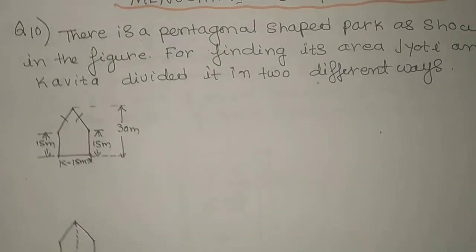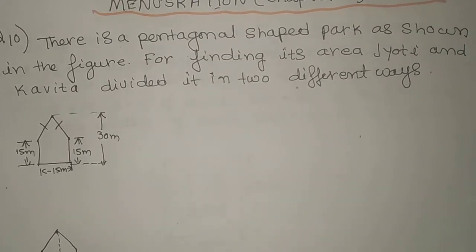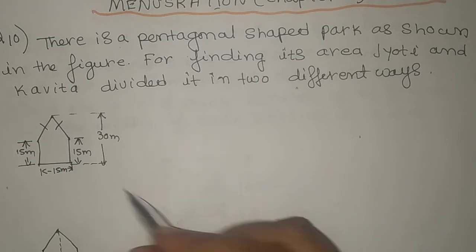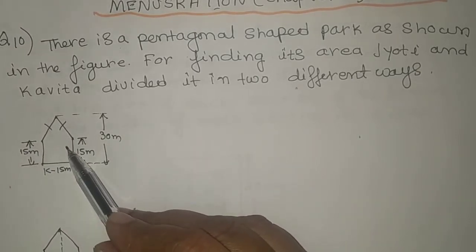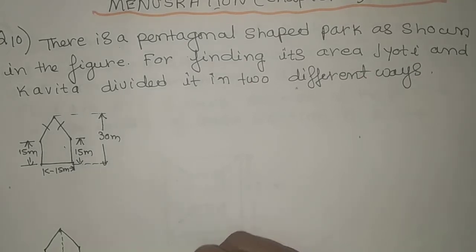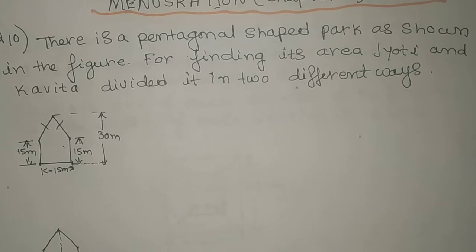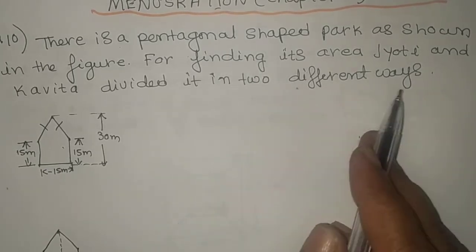We will move on to the next one. The problem is given as, there is a pentagonal shaped park as shown in the figure. For finding its area, Jyoti and Kavita divided it in 2 different ways. So this is a pentagon shaped park. It is divided into two shapes, one by Jyoti and another by Kavita. So we have two different shapes and we have to find its area.